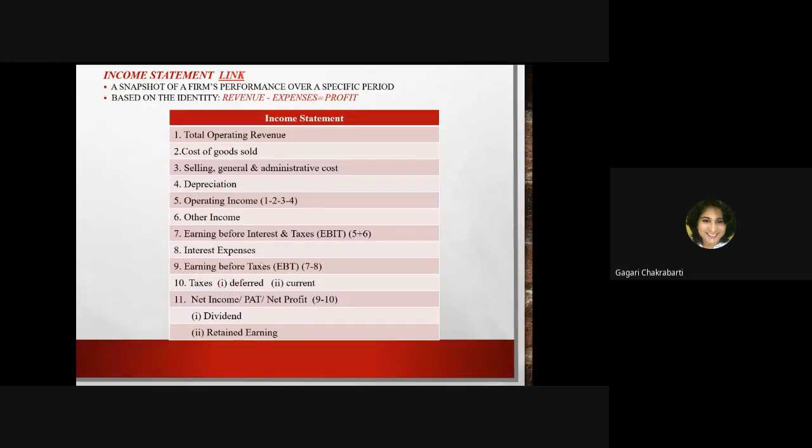So higher the interest expenses, higher will be the vulnerability, of course, and the higher will be the tax exemption from interest. So debts will have its advantages as well as disadvantages.